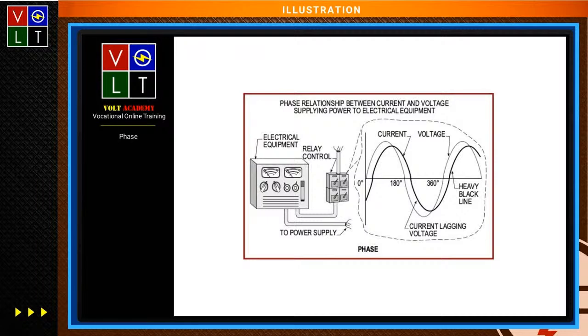Now, if you look at an alternating current circuit, what does that mean? It means the current lags or leads the voltage, depending on where it is in relation to the alternating current. And this is due to what? This is due to the inductance or capacitance in the circuit.